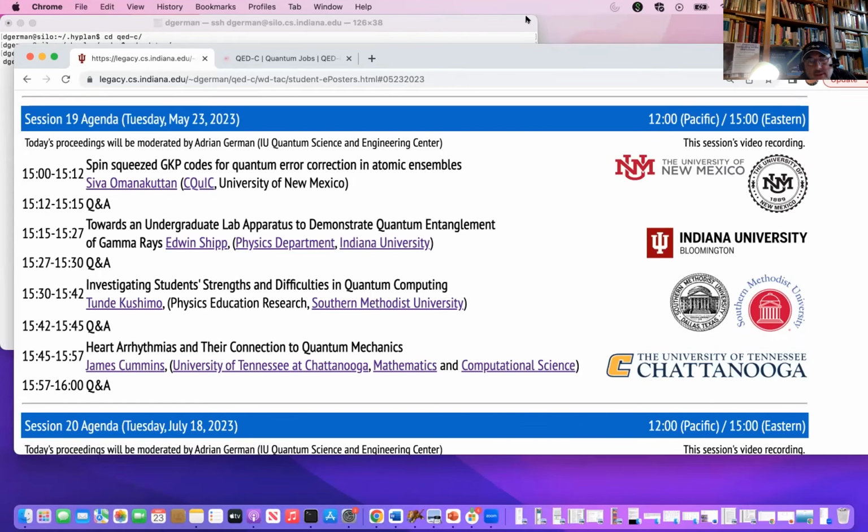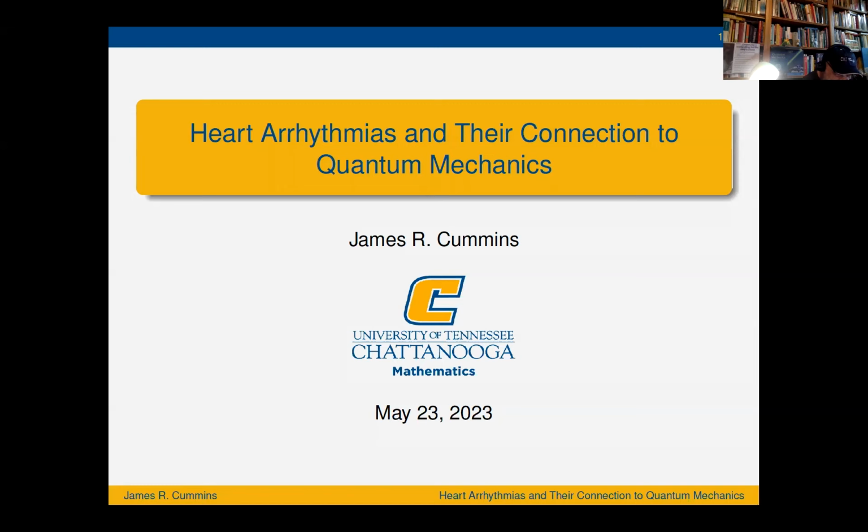I want to thank Tunde for the presentation as well. And now James Cummins is our last presenter. He was born and raised in Chattanooga, where we had our last plenary. He's a PhD student in the Applied Mathematics and Computational Science program at the University of Tennessee in Chattanooga. He received his Master of Science in Applied Mathematics from UTC in spring of 2022. He plans to graduate in December of 2024. Upon graduation, he hopes to stay in academia to continue research and advise future graduate students.